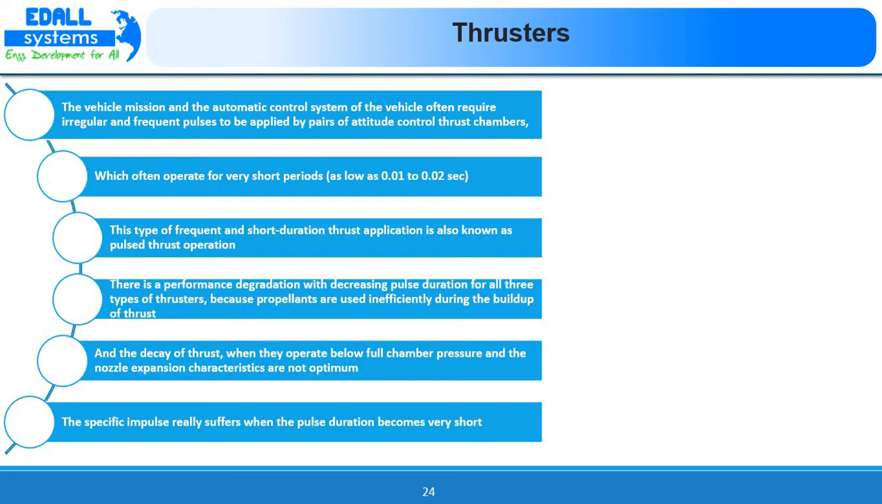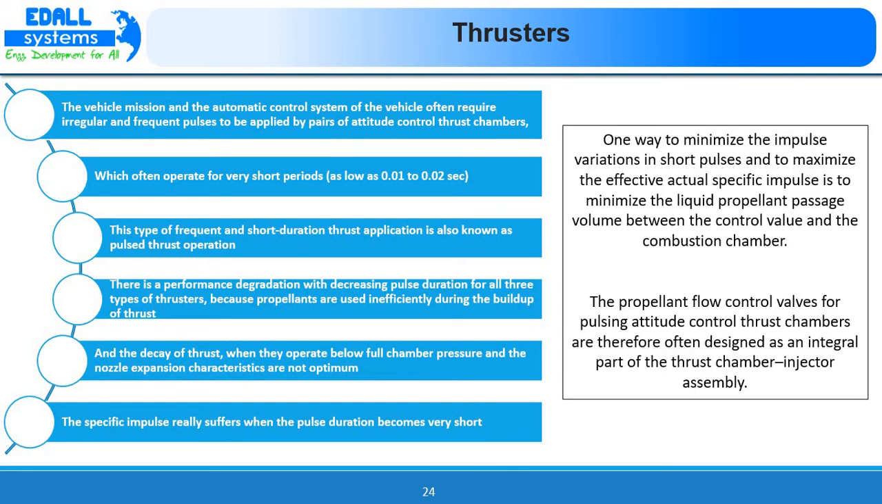There is a performance degradation with decreasing pulse duration for all three types of thrusters, because propellants are used inefficiently during the buildup and the decay of thrust, when they operate below full chamber pressure and nozzle expansion characteristics are not optimal. The specific impulse really suffers when the pulse duration becomes very short. One way to minimize the impulse variation in short pulses and to maximize the effective actual specific impulse is to minimize the liquid propellant passage volume between the control valve and the combustion chamber. The propellant flow control valves for pulsing attitude control thrust chambers are therefore often designed as an integral part of the thrust chamber injector assembly.